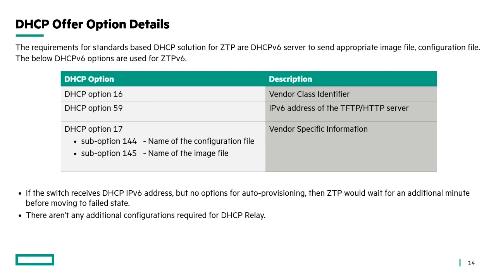Followed by option 17. This option has two sub-options, 144 and 145. 144 specifies the name of the configuration file and 145 specifies the image file.